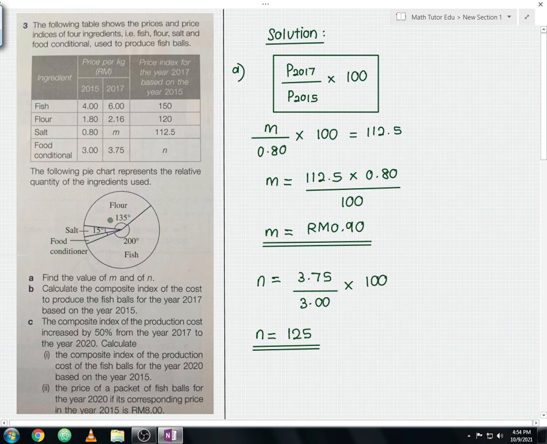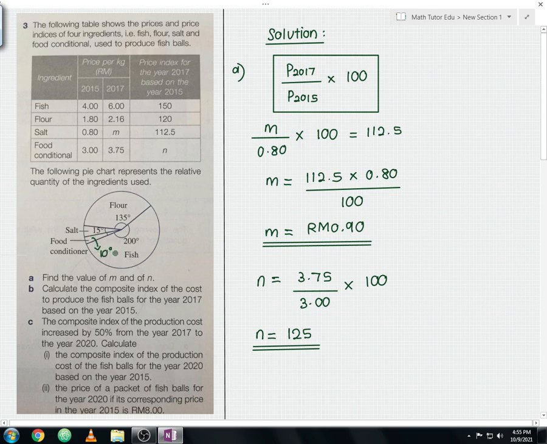As you all know, the total internal angle of a circle is 360 degrees. So what you do, 360 degrees you minus all of the available angles over here. 135 plus 15 is 150. 150 plus 200 you get 350 degrees. So 360 degrees minus 350 degrees, you only have 10 degrees left. In this case the weightage for the food conditioner is 10 degrees. This value is very important. Let me label this 10 degrees.